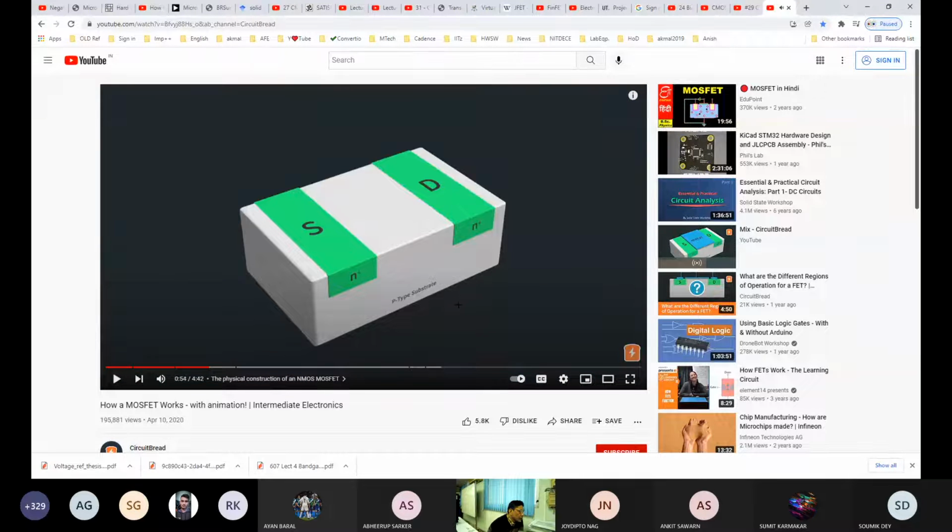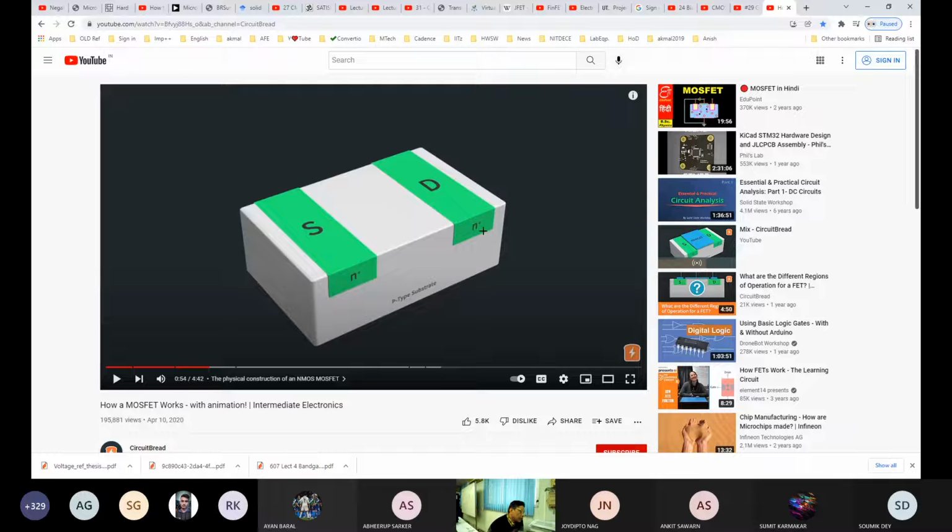This is the structure of the MOSFET. This is the P-type substrate, or it is called the body also. These are the two heavily doped regions. This is called source, this is called drain.